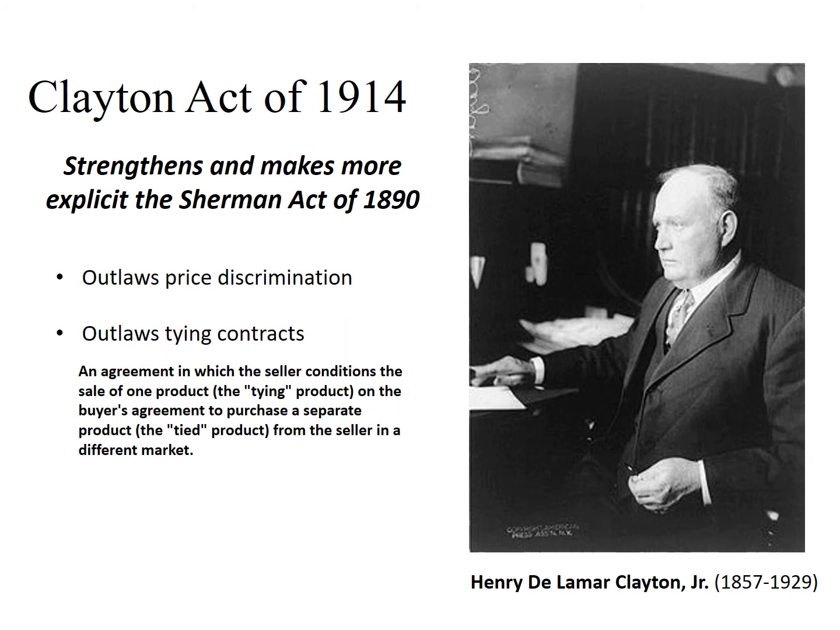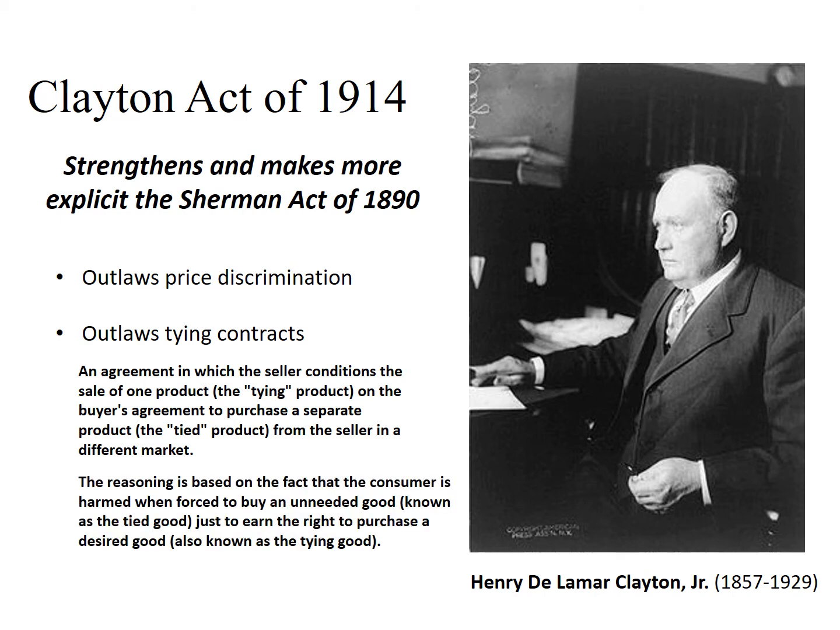The Clayton Act also outlawed tying contracts. A tying contract is an agreement in which the seller conditions the sale of one product, the tying product, on the buyer's agreement to purchase a separate product, the tied product, from the same seller in a different market. The reasoning is based on the fact that the consumer is harmed when forced to buy an unneeded good, known as the tied good, just to earn the right to purchase a desired good, the tying good.